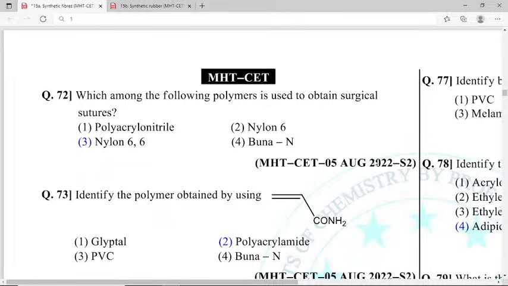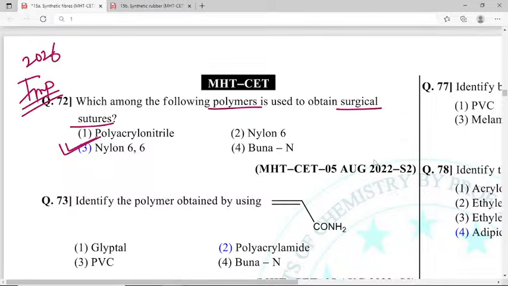Which among the following polymers is used to obtain surgical sutures? Nylon 6,6. Nylon 6,6 is used for making surgical sutures. This is a very important question. Please note here, important for 2026 also. Next question. Identify the polymer obtained by using CONH2.